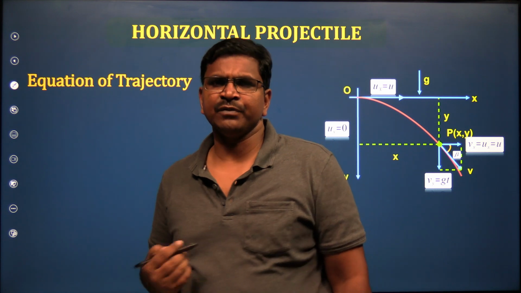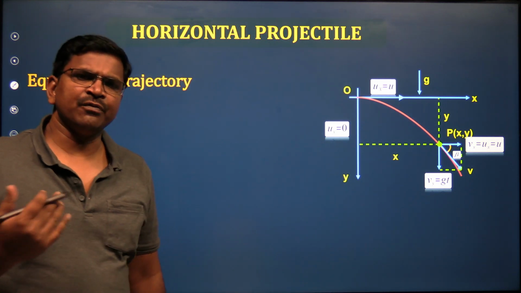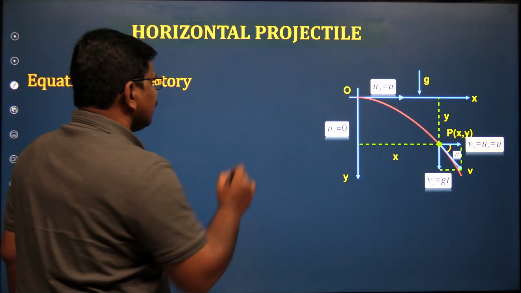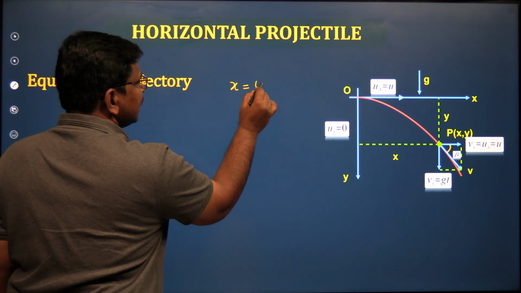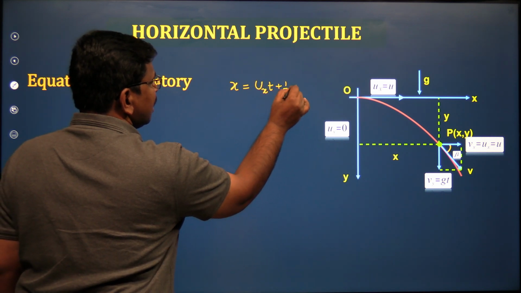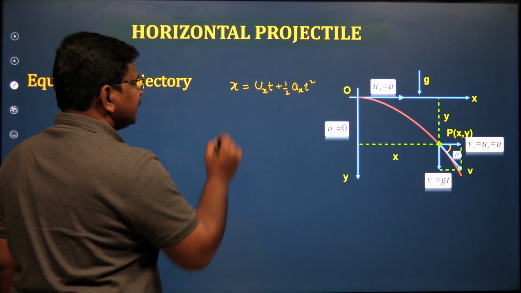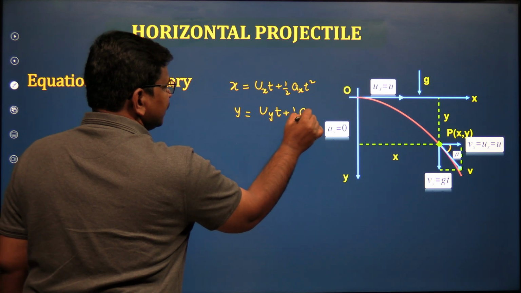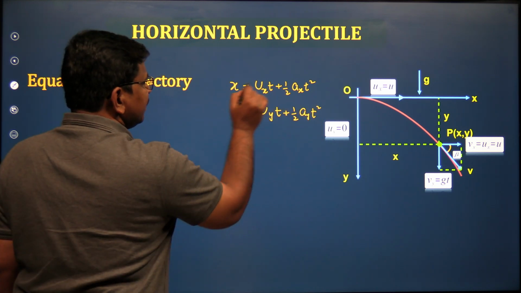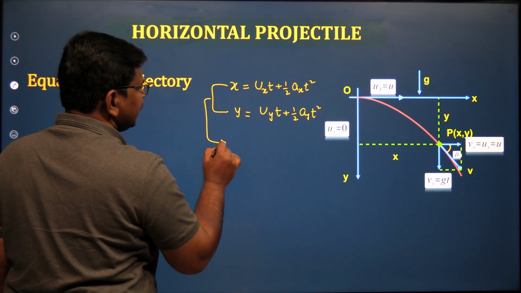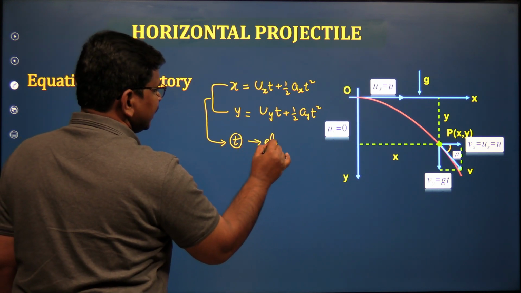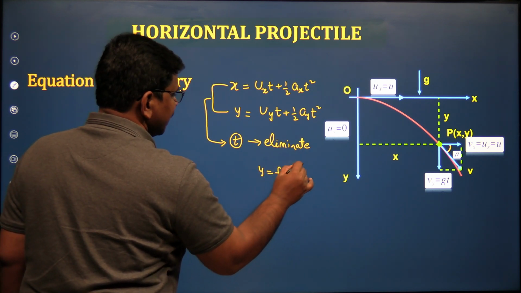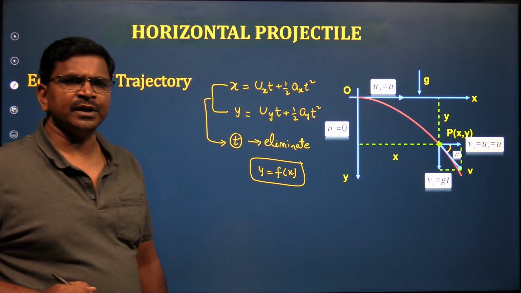For finding the equation of trajectory, if you forget the formula or the shortcut technique, just keep in mind the strategy: first find the horizontal displacement as uxt plus half axt square, and then find the vertical displacement as uyt plus half ayt square. Eliminate t from these two, and after that express y as a function of x. So this is the horizontal projectile trajectory.